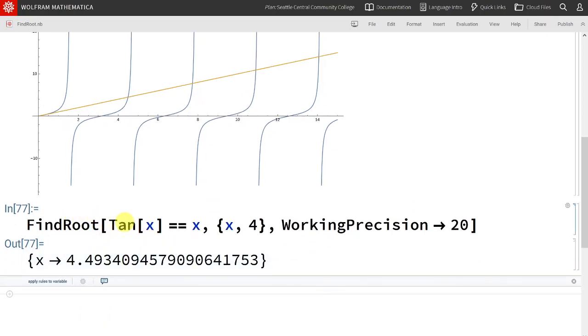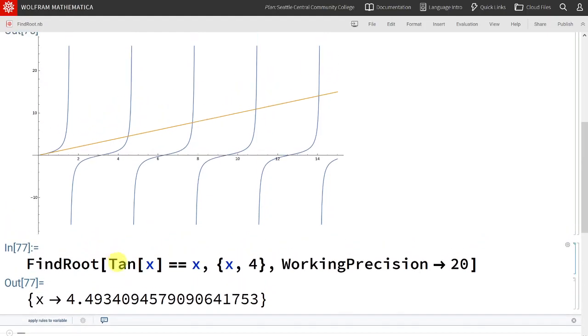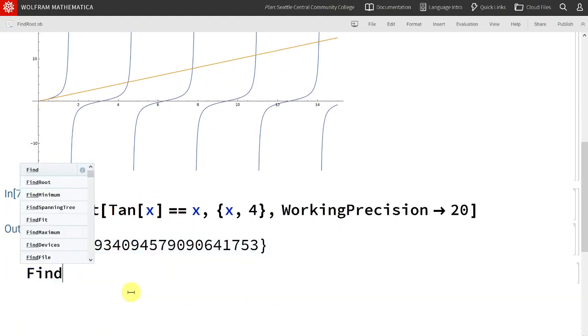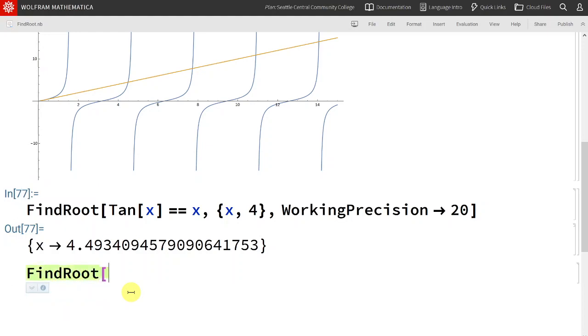There are two ways in which the FindRoot command works. One is you type in an equation, the variable, and your starting point. You can also type an expression which Mathematica will automatically set to 0. Let's see what I mean by that. We type in FindRoot and tangent of x minus x. What I've done is moved the x to the other side of the equation, and Mathematica is going to assume that we're solving the equation tangent of x minus x equals 0.